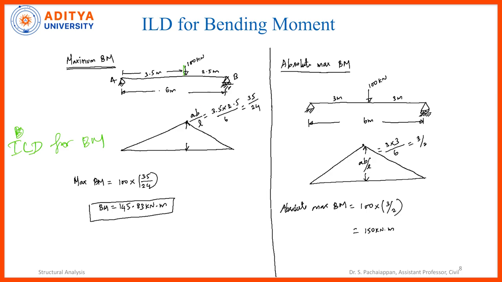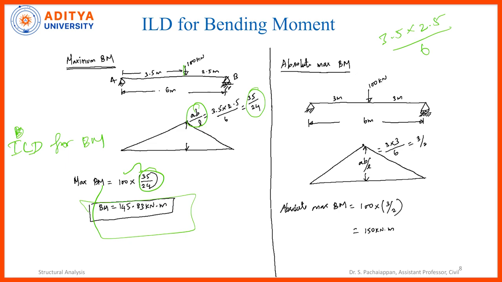Okay. So we know this ordinate, which we already calculated, is AB by L. So A is 3.5, B is 2.5, and L is 6 meters. So AB by L I am getting is 35 by 24. It is in fractions, so I never want to write 0.00 something. That's why it's 35 by 24. Okay. So what is the bending moment? The load multiplied by the corresponding ordinate gives the maximum positive bending moment.